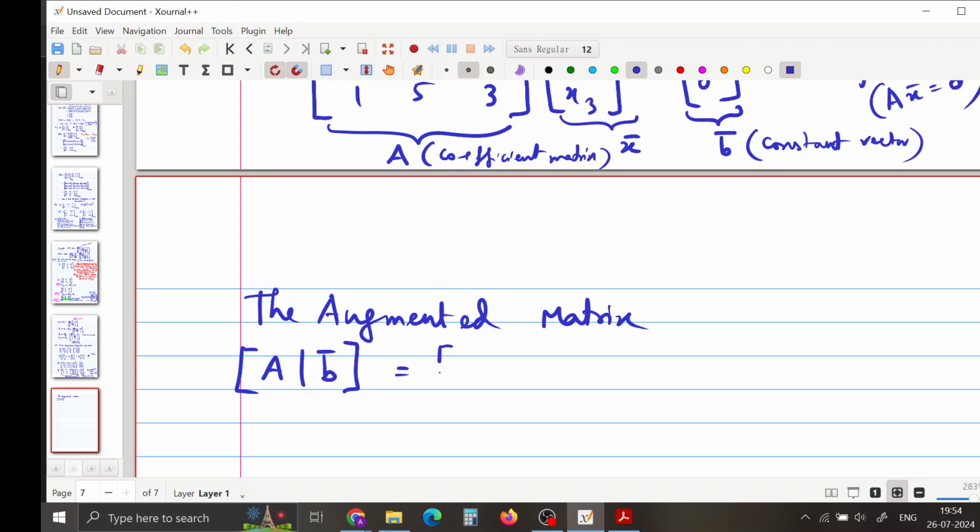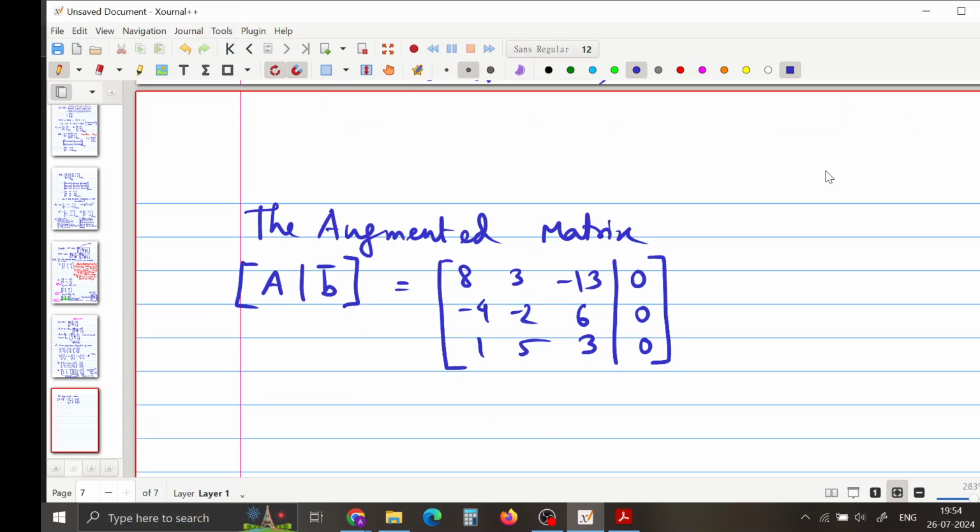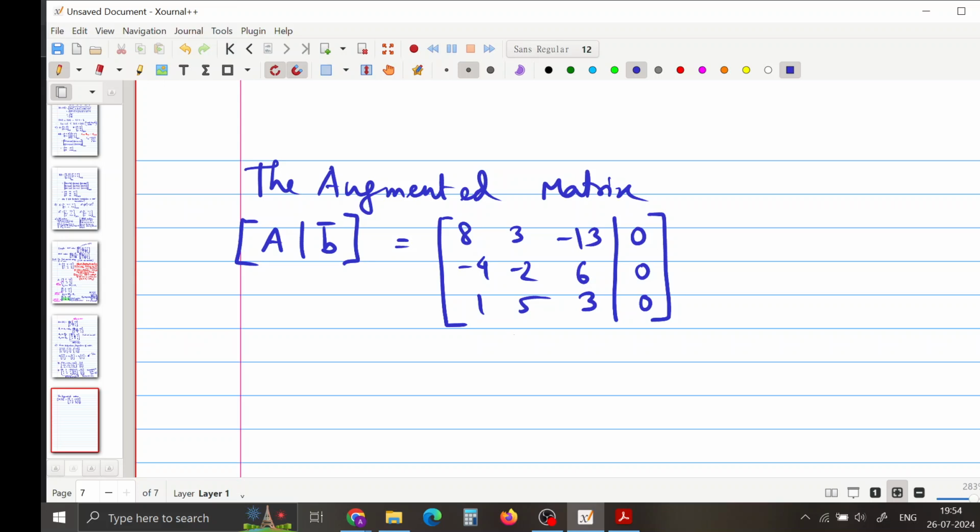In this case, what will it look like? You write down the matrix A, which is this, 1 5 3, and you also append the vector b, the constant vector, which in our case is the all zero vector. So this is a 3 cross 4 matrix now, the augmented matrix. Now your task is to convert it to the row echelon form or the reduced row echelon form. Converting to the row echelon form is enough.